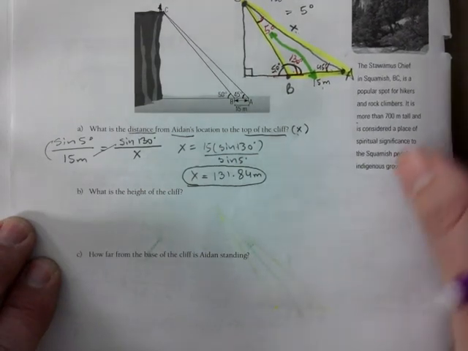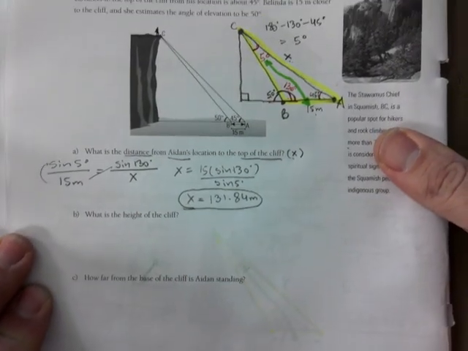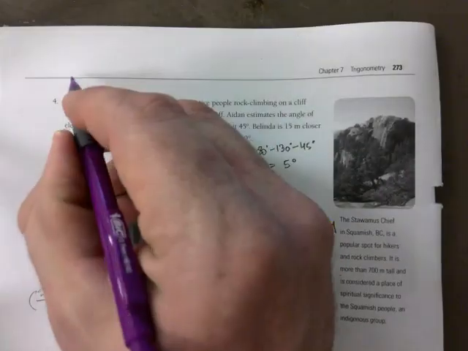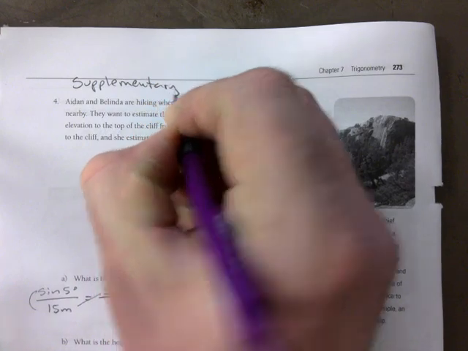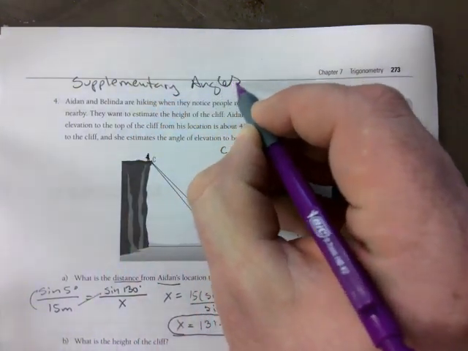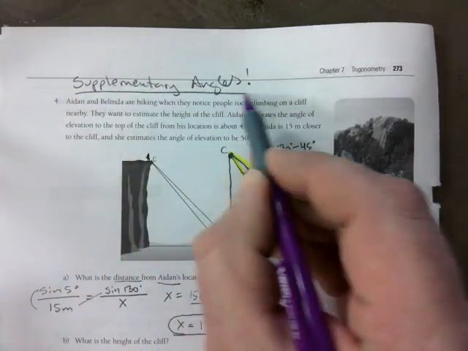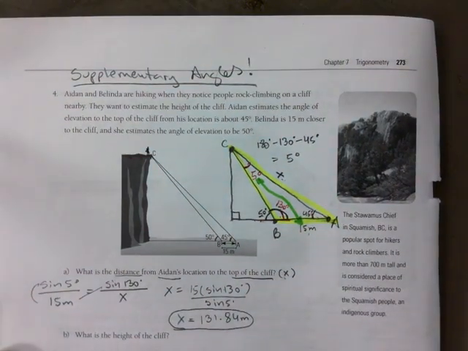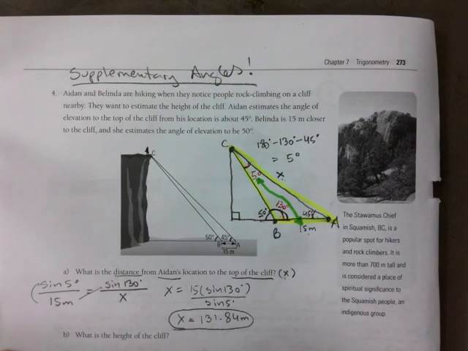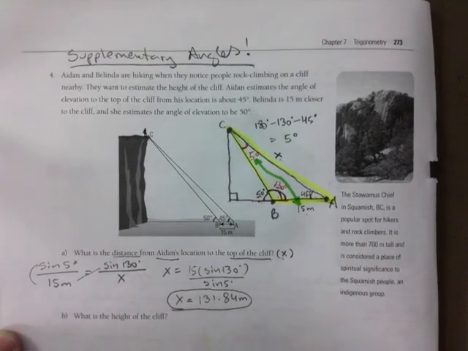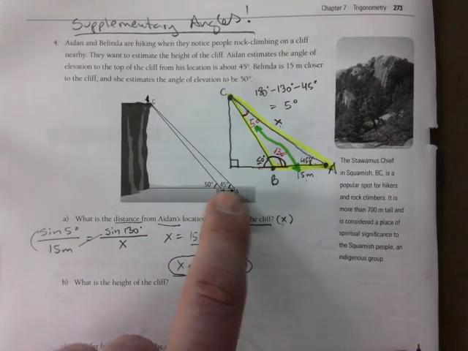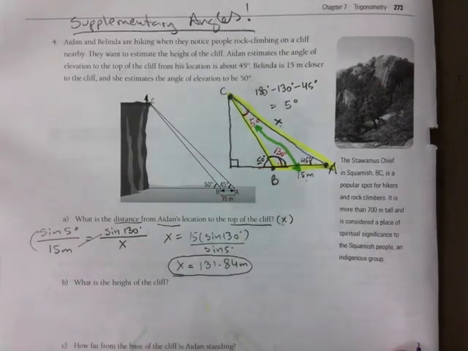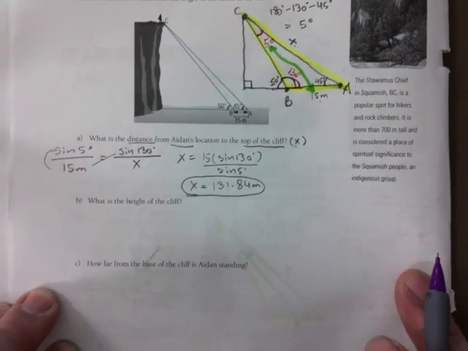Can I just go up once? I forgot to do, I want you to have this labeled, so supplementary again. Supplementary angles! This is another question, because I can guarantee you there'll be at least one question on the test that has supplementary angles. It's not that hard. If you just see it, just transfer over the knowledge.